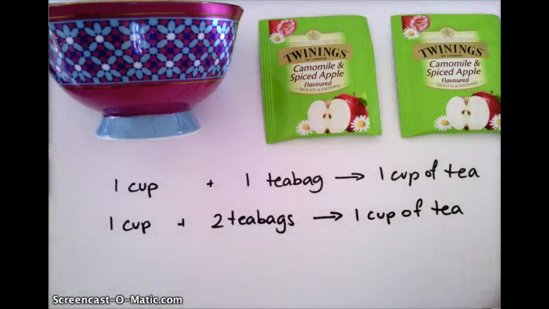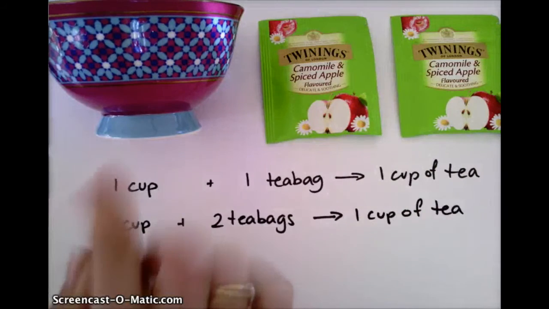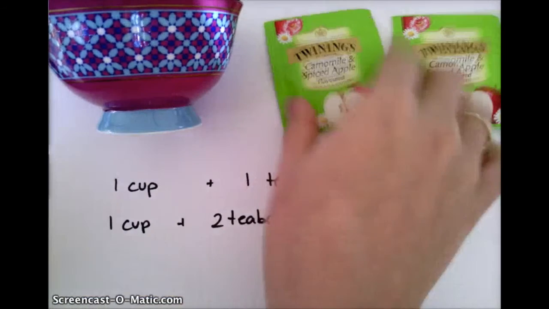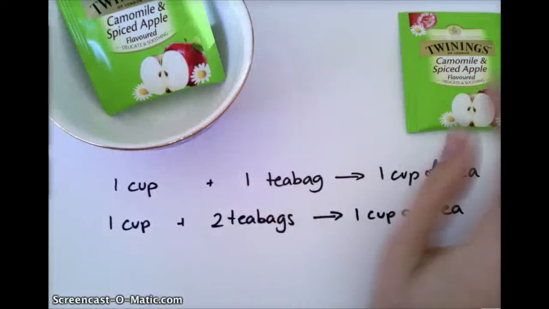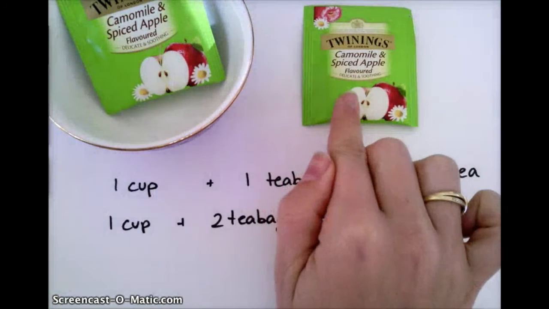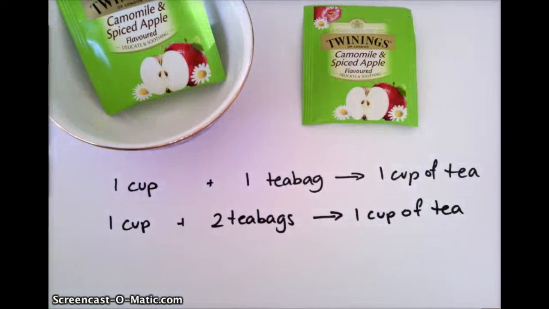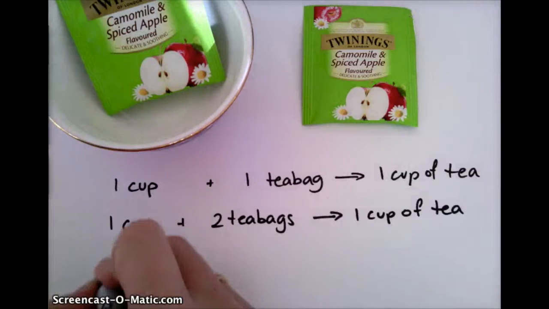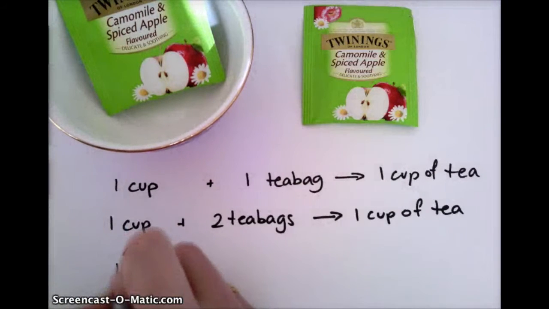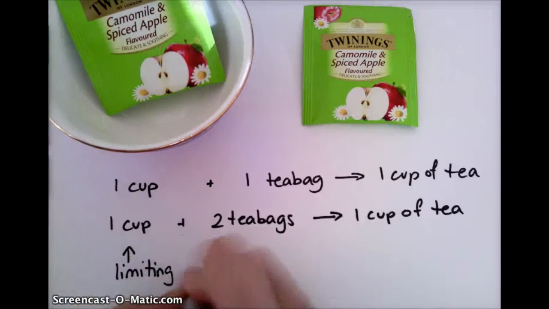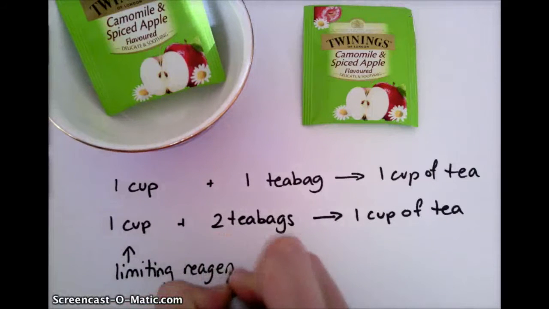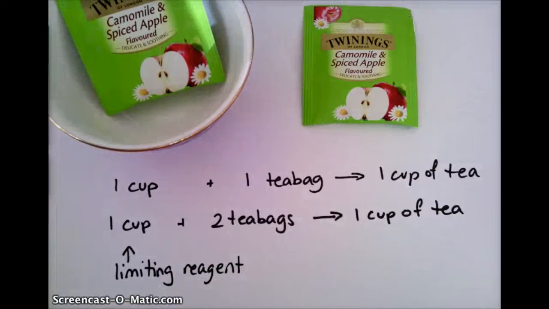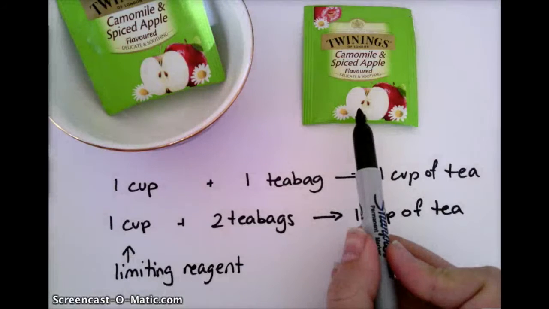And take a minute to consider why that is. So I've got 1 cup and I've got 2 tea bags, but I can only make 1 cup of tea still. And that is because I've got an extra tea bag, but I'm out of cups. Our limiting reagent, what is limiting this reaction, is the amount of cups that I have. So we would call that the limiting reagent. It's limiting how much product I can make, how many cups of tea I can make. But I still have the extra tea bag.